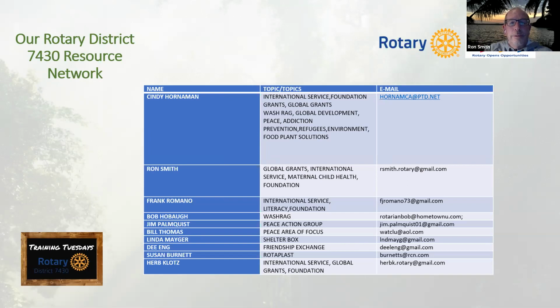Frank is on the International Service Committee for Literacy and the Rotary Foundation Committee. Bob Hobau is a WashRAG member. I don't know if we call it WashRAG anymore, but it's the Water and Sanitation and Hygiene Rotary Action Group. Jim, who's online tonight, has Rotary Peace. If you have peace and conflict projects, I shouldn't even say that anymore, Jim, sorry, it's peace and what? Peace building projects. Area Peace, ShelterBox, Friendship Exchange, Rotoplast, and the International Service Global Grants Committee.